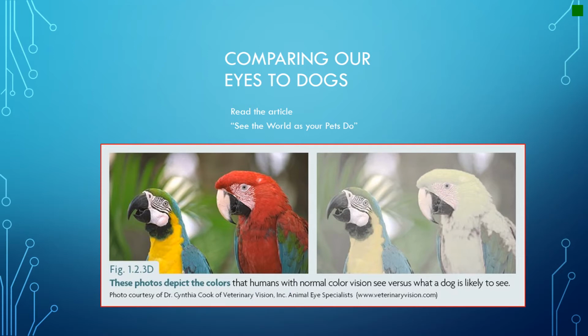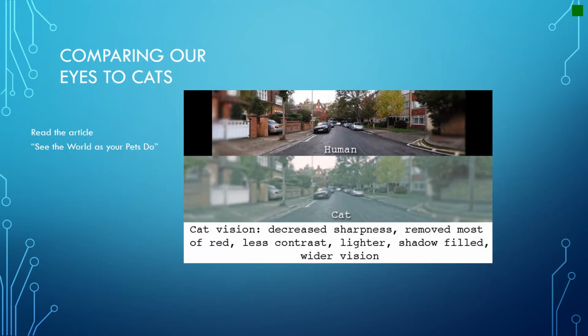Okay, so if we look at the left, that is what we see. The right is what dogs see. So obviously we see more vibrant colors than dogs do for whatever reason. If you look at the human versus the cat, we see a lot more sharp images, whereas the cat is a little bit blurrier. It doesn't show as much red, and it also has a wider range of vision as opposed to ours being more narrow.